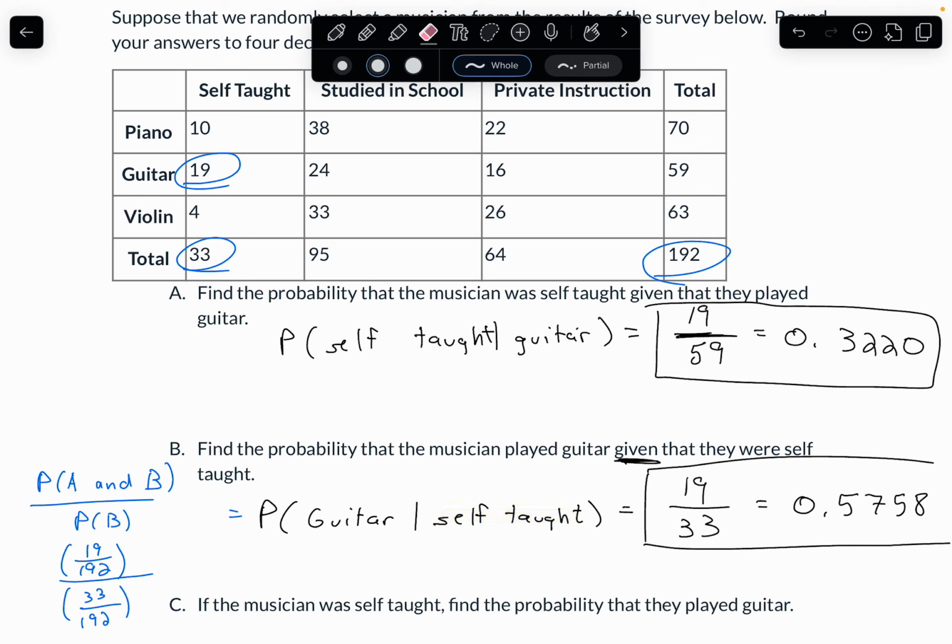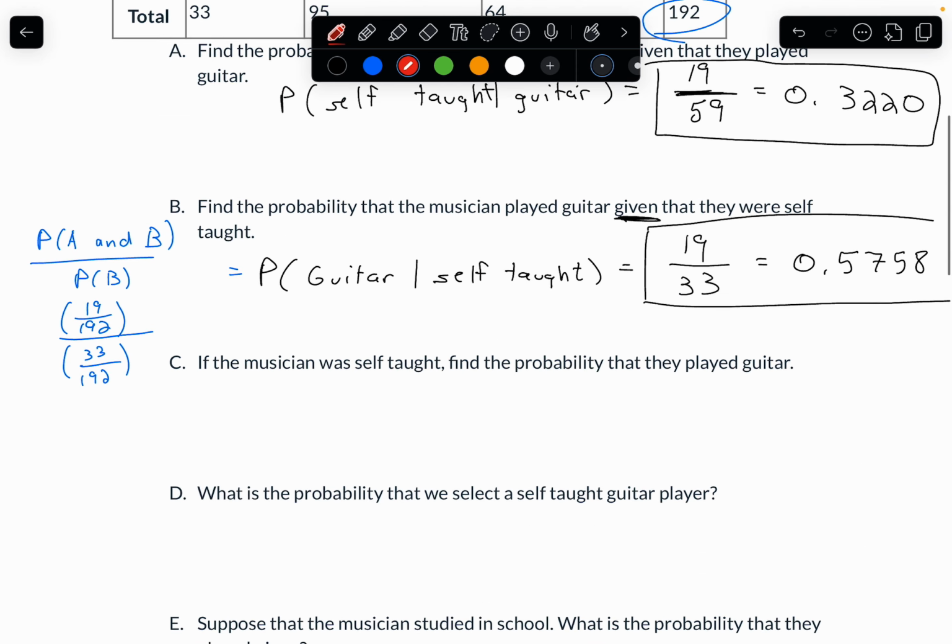But just because we have the formula doesn't mean we always have to use it. Let's look at another example down here. So next example, it says, if the musician was self-taught, find the probability that they played guitar. Now, this one's tricky because I don't see that word given. And this is what makes conditional probability in particular pretty challenging for a lot of students, is that there are a lot of different ways that I can phrase either the same question or a different question. I can just phrase these conditional probabilities in so many different ways.